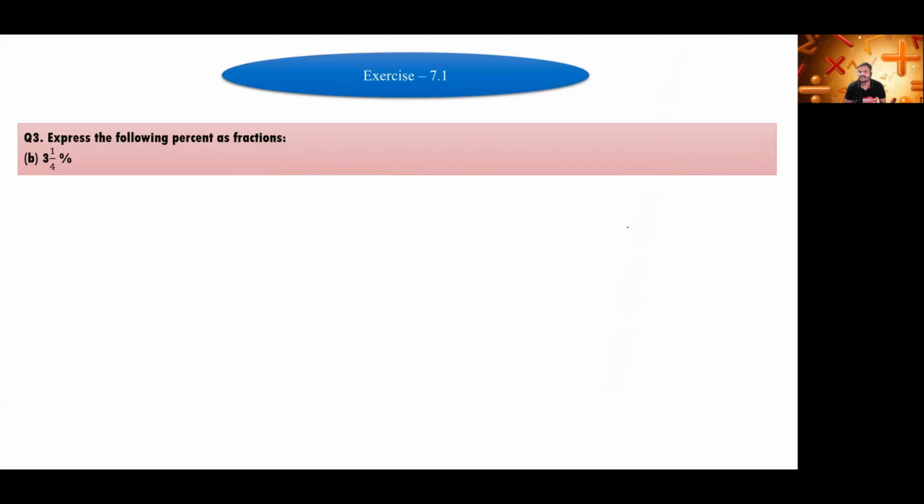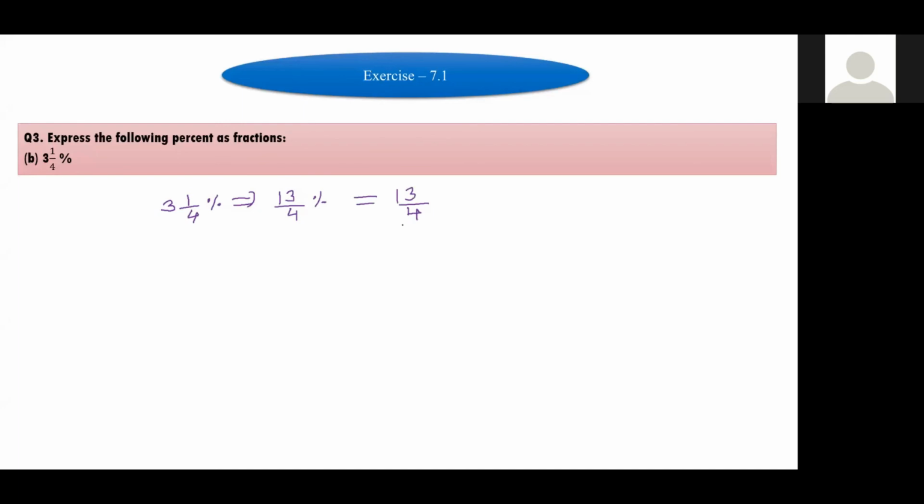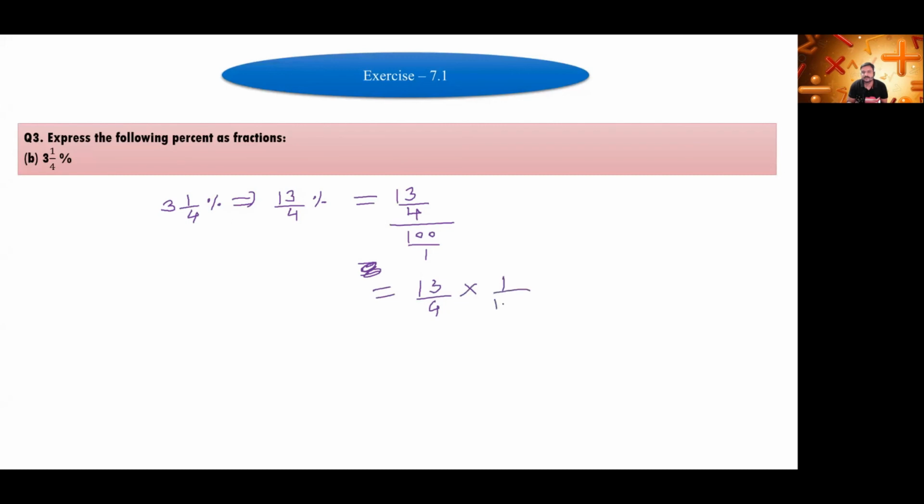Okay, next one, who will do this? Very nice question. Here you are given a mixed fraction. Arya Mirkad. Yes, sir. First we convert the mixed fraction into an improper fraction, that is 13 by 4%. Percent means upon 100, not into 100, beta. We take upon 100 for the percent sign. Under 100 there is nothing, so it is 1. Shifting the denominator, 4 into 100 goes down. What do we ultimately get? 13 upon 400. So this is the fraction that represents 3 1 by 4 percent. Yes, sir. Okay.